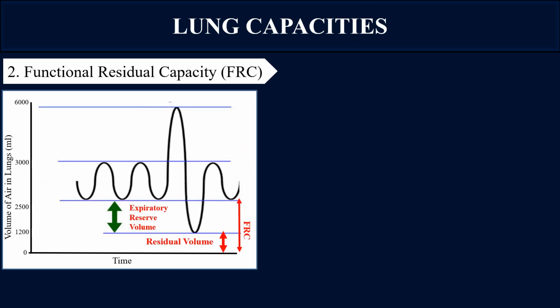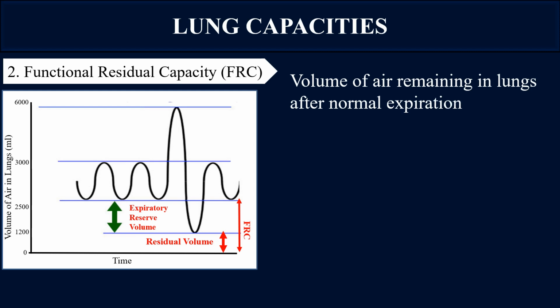This is the functional residual capacity. What is functional residual capacity? It is the volume of air remaining in the lungs after normal expiration. So as the name indicates, after normal expiration, if we see in the graph as shown here, this is the normal inspiration, normal exhalation, normal inhalation, normal exhalation.